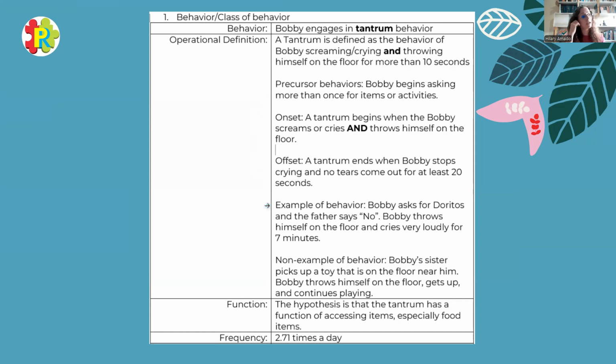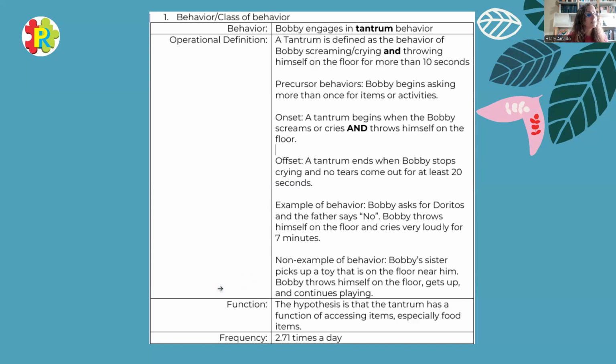What's an example of the behavior? Bobby asks for Doritos and Dad says no. Bobby throws himself on the floor and cries very loudly for 7 minutes. What's a non-example of the behavior? Bobby's sister picks up a toy that is on the floor near him. He throws himself on the floor, gets up, and continues playing. That's not a tantrum. What's the function of this behavior?